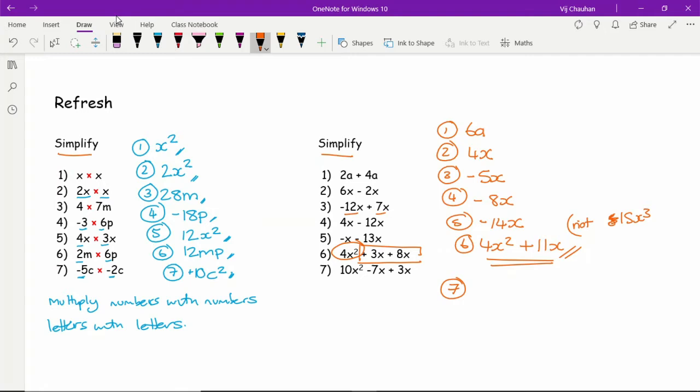Similarly for question 7, I've got 10x squared, so I leave that alone because that's the only x squared I can see in this expression. Then I've got minus 7x plus 3x. So minus 7 plus 3 is minus 4x, and there is your final answer.